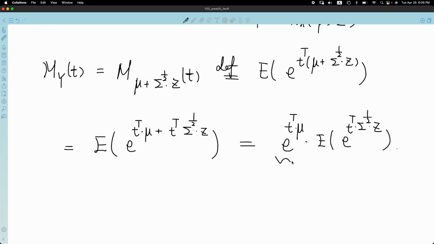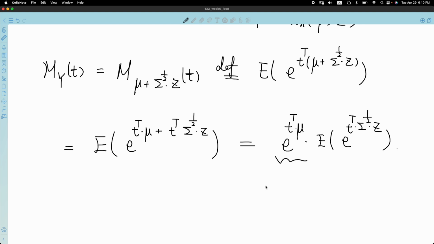First of all, the exponential of a sum is the product of two exponentials. So you have e to the t transpose mu multiplied by e to the t transpose sigma z. That's the product. The first part that I refer to is a constant, so you can move it outside the expectation. As long as the random variable is still inside the parenthesis, then you are good. So the thing that I underlined here is a constant, and I move it outside the expectation.